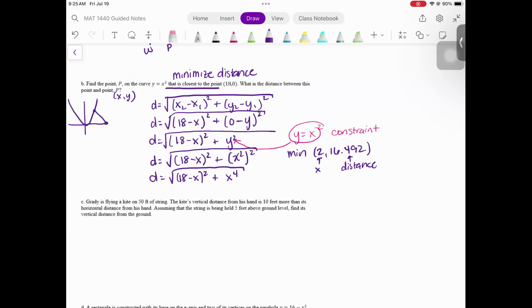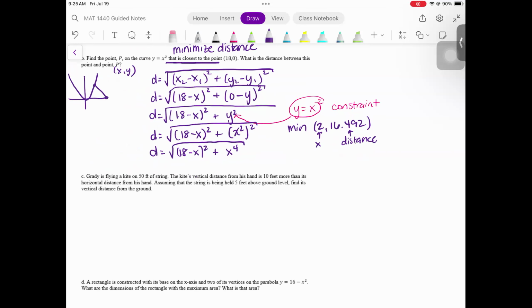In the question, they want us to not only find that minimum distance, but also to find the point P. So point P is going to be 2, and then the y value is given by that equation y equals x squared, so that's going to be (2, 4). And the minimum distance, or the distance between (2, 4) and (18, 0), is 16.492 units.